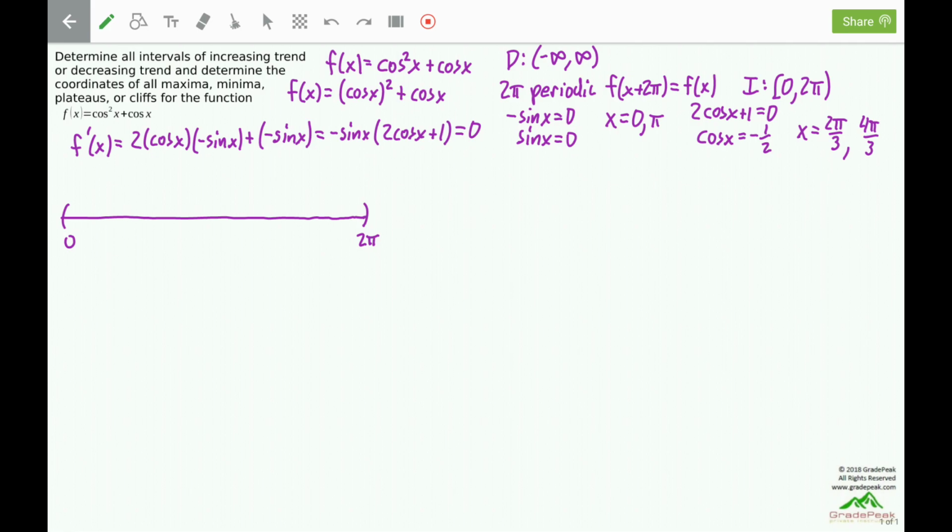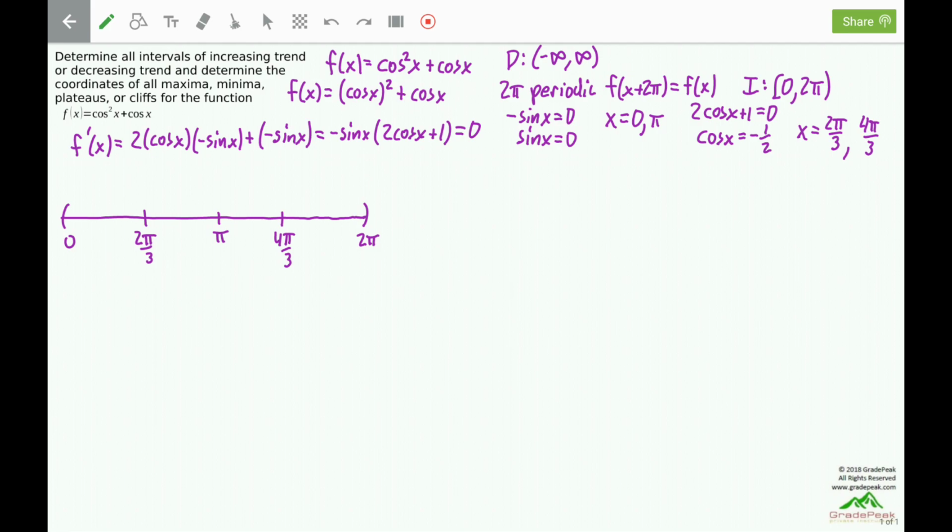We can now split this further with all the remaining critical numbers in order. We have 2 pi over 3. The next one after that is pi. The next one after that is 4 pi over 3. This splits the unit circle interval into 4 separate intervals. We can pick a test value in each of the intervals.